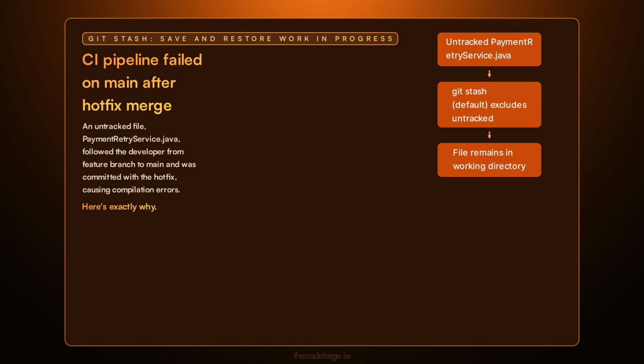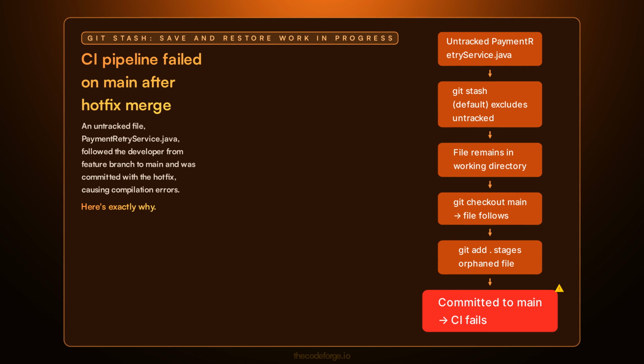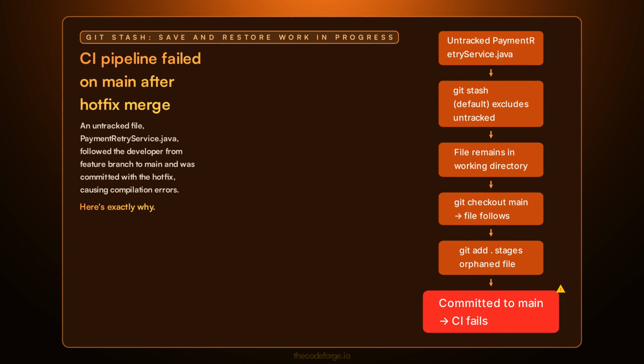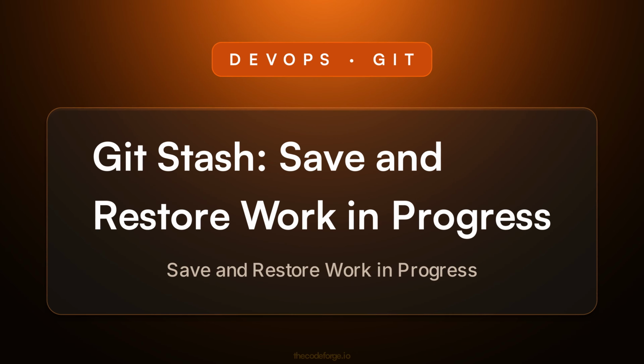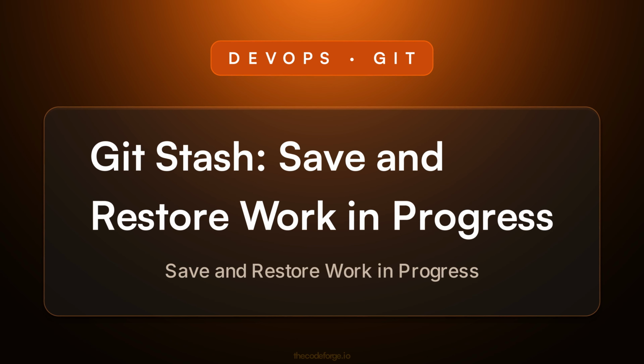CI just failed on main because a hotfix commit included a file that shouldn't exist there, PaymentRetryService.java. The developer never meant to commit it. It was an untracked file that followed them from another branch. Let's break down Git Stash: save and restore work in progress, how it works, and the exact mistake behind that failure.